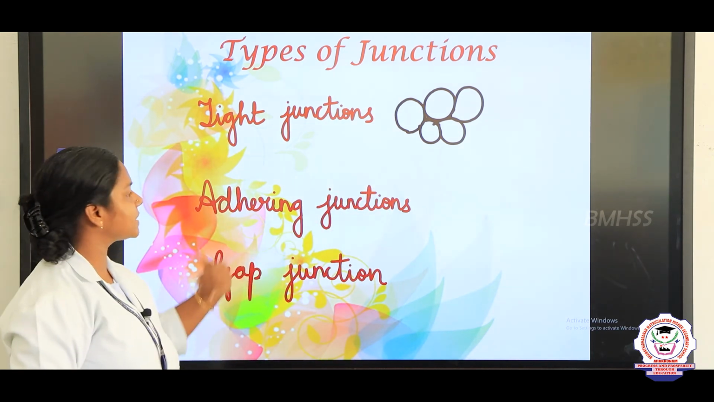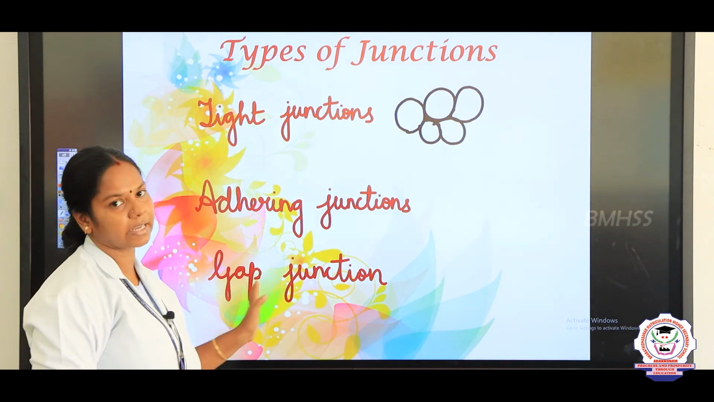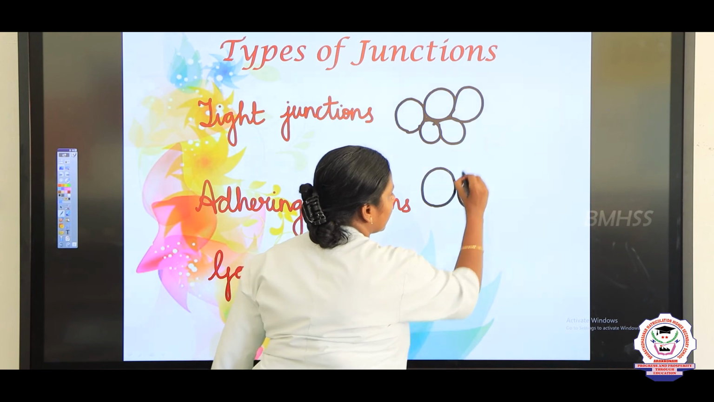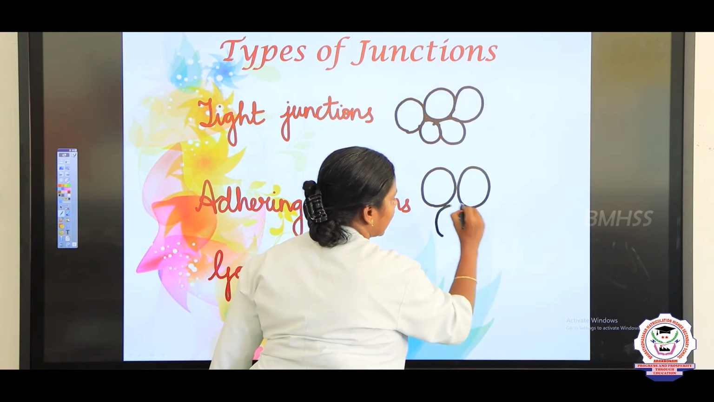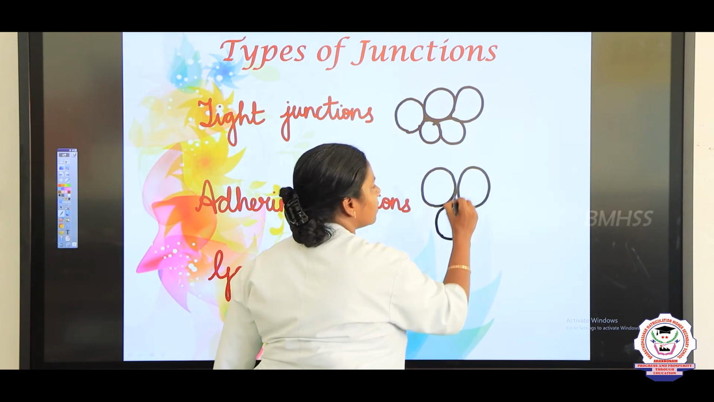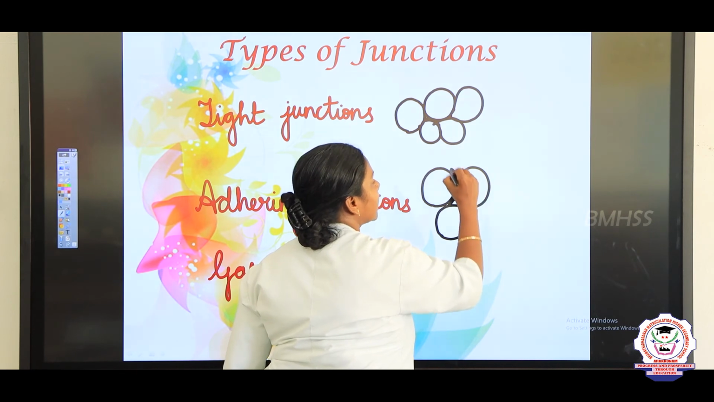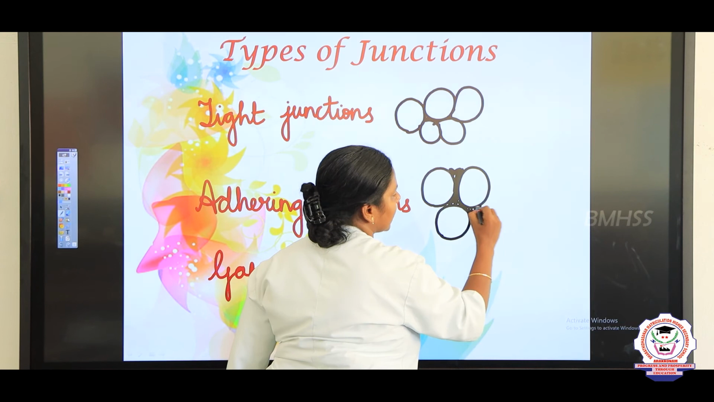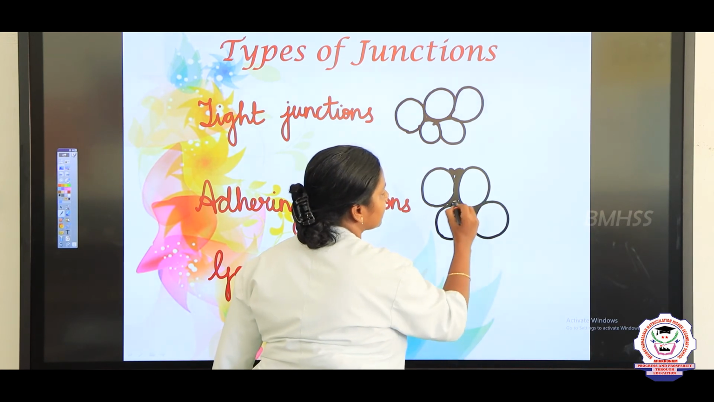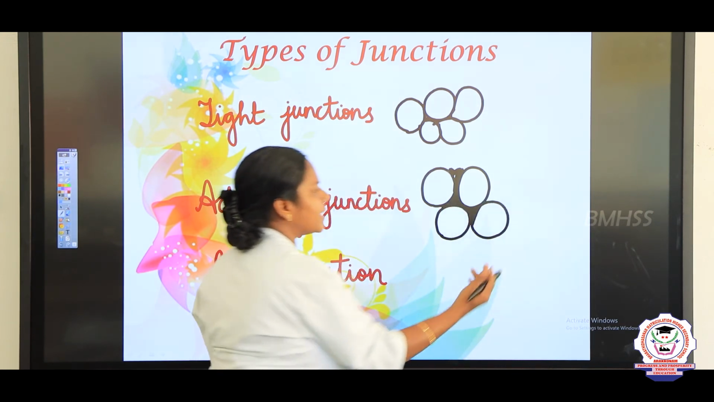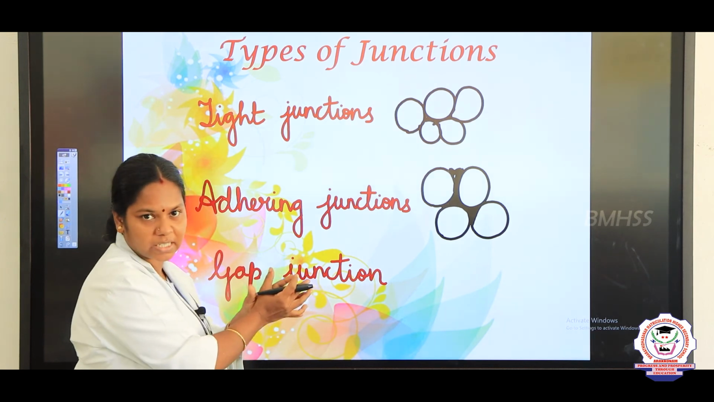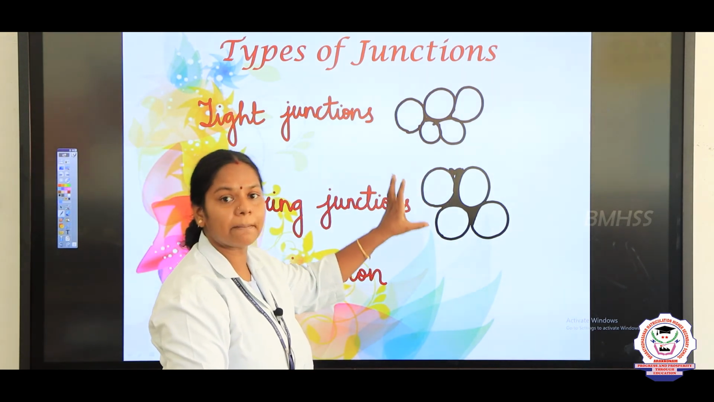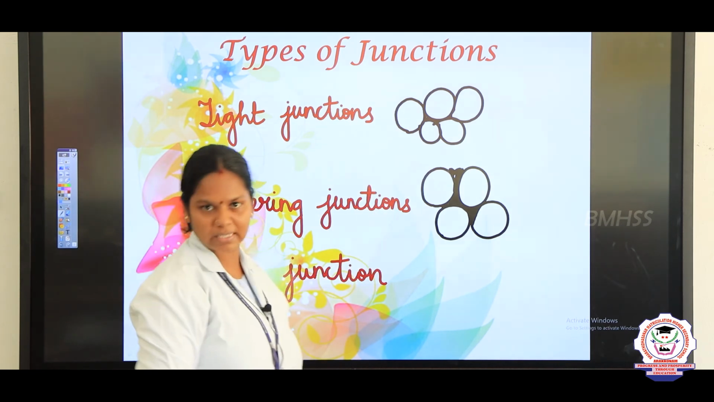And the second type is the adhering junction. In adhering junctions, the cells are like this, and the gap between the cells is filled by cementing substances which help in attaching the cells together. So, this is said to be adhering junctions. Here there is the movement of some ions between the cells.